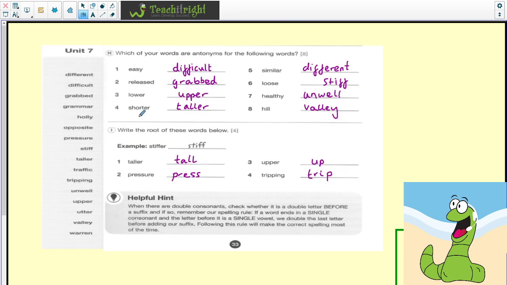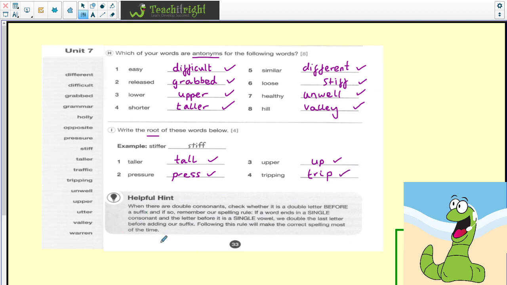Carrying on with Unit 7, which of your words are antonyms? So we could look at the opposites. So easy and difficult, released and grabbed, lower and upper, shorter and taller, similar and different, loose and stiff, healthy and unwell, hill and valley. Then we've got to write the root word below. Okay, so we get taller from tall, pressure we get from press, upper comes from up, and then tripping, of course, comes from trip.